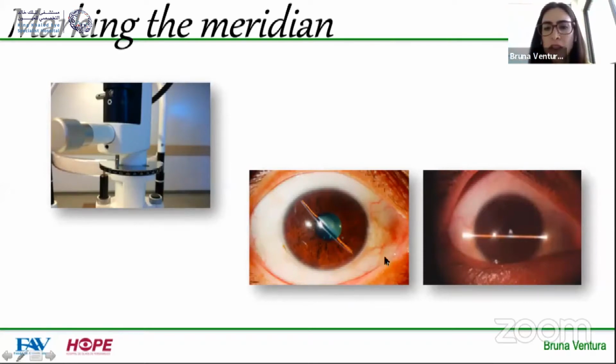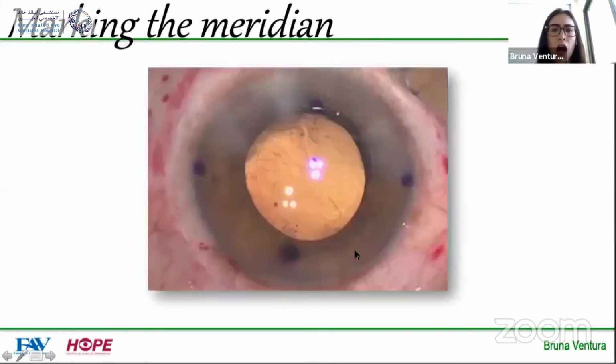If you have a slit lamp that the light goes beyond the limbus, it's even easier. But if your slit lamp is just smaller like this, it's usually enough. Our routine here is to do the marks for the Toric IOL close to the pupil. That's something that I learned with my dad, and I love this tip that he has, because we also use a lot of femtosecond laser here in our patients.